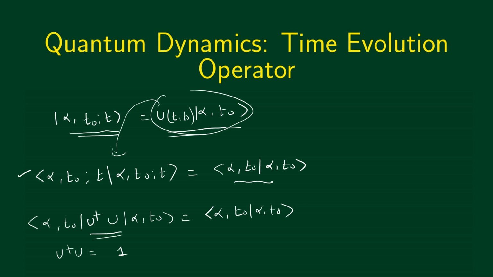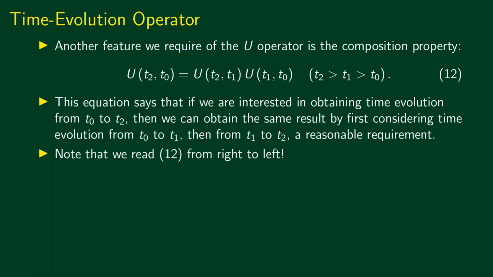So this, we said, is the unitarity condition. The time evolution operator has to be unitary if we want our time evolution to be deterministic and reversible. Based on the preservation of normalization, we said that our time evolution operator must have the property U dagger(t, t0) U(t, t0) has to be equal to the identity operator.